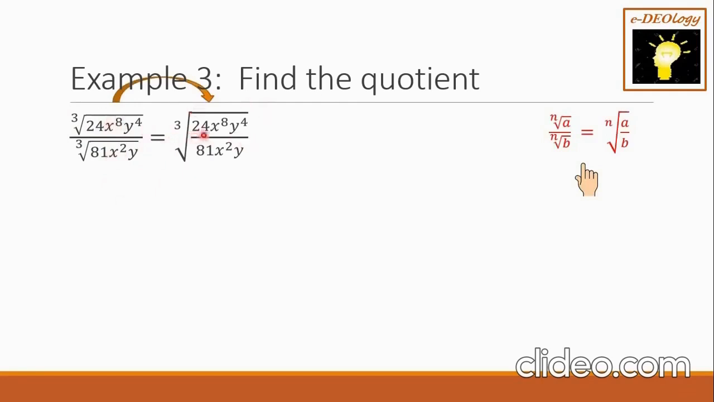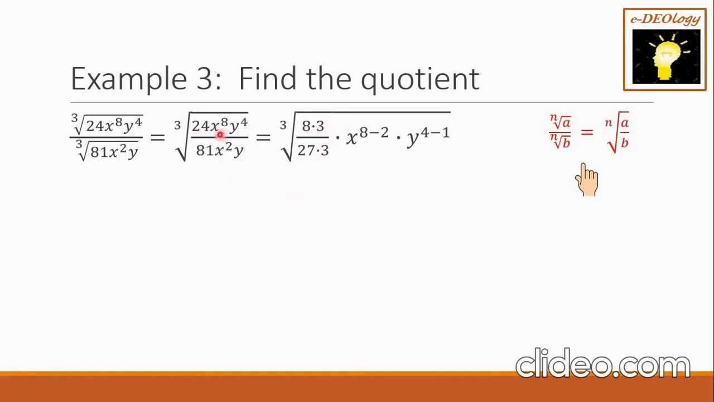The numerator will be the 24x raised to 8y to the 4 divided by 81x squared y. And then we're going to group the numbers together. We're going to group the x together, also the y's together. For the numbers, we're going to simplify this by factoring out a common number to the numerator 24 and to the denominator 81. So the 24 is now factored out into 8 times 3. The 81 is factored out into 27 times 3.